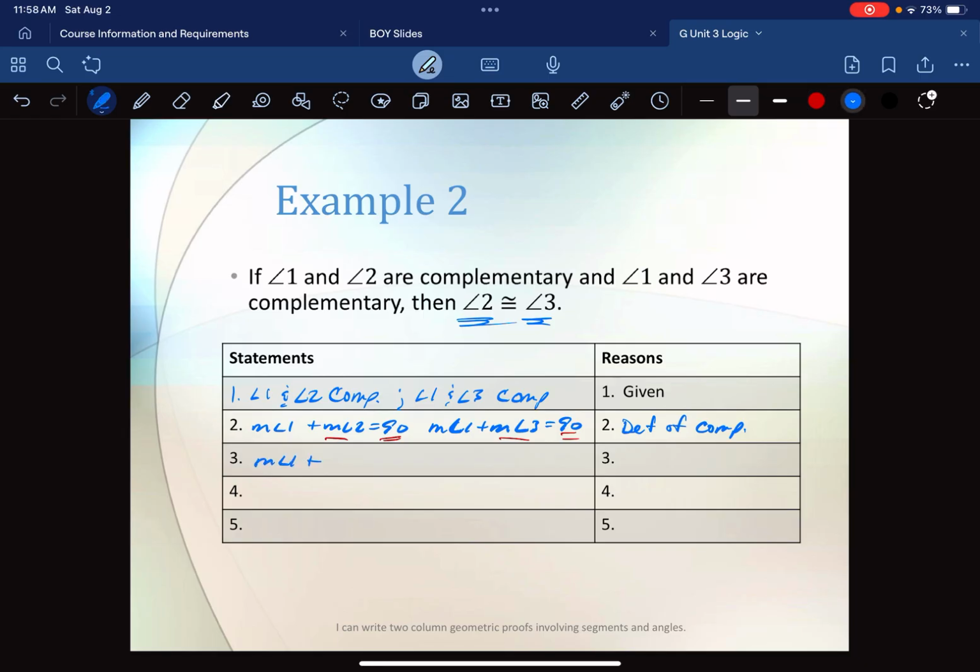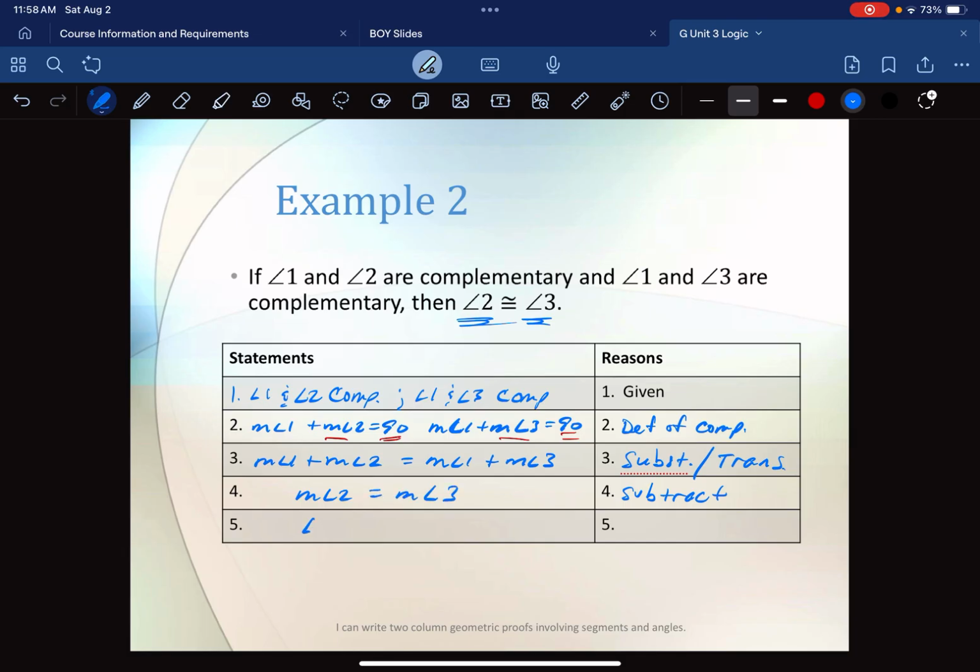Measure of angle 1 plus measure of angle 2 has to equal the measure of angle 1 plus the measure of angle 3. And I just used substitution. Or I'd let you call it transitive too if you wanted. Okay? Because you have two things equaling the same thing. 90 is the middleman there, right? Okay. Now, how can I get rid of my measure of angle 1s? There's one on each side. Well, I can subtract them. So I'm just going to subtract measure of angle 1 from both sides, and I get measure of angle 2 equals measure of angle 3, and I'm so close now.